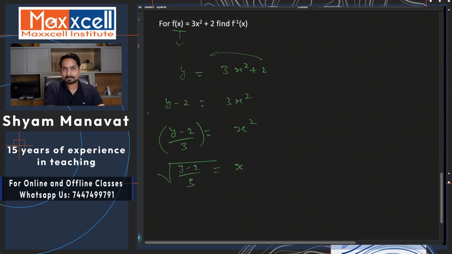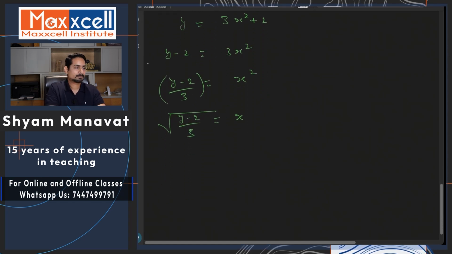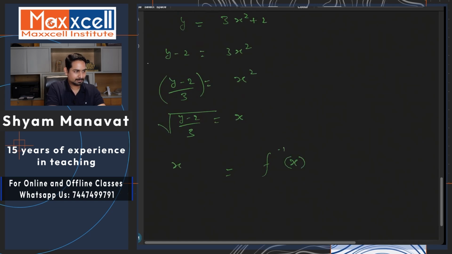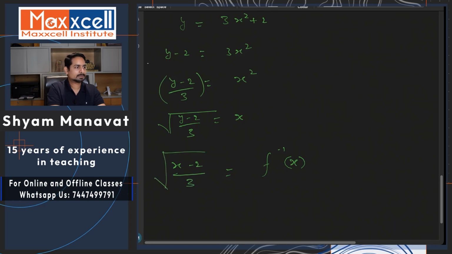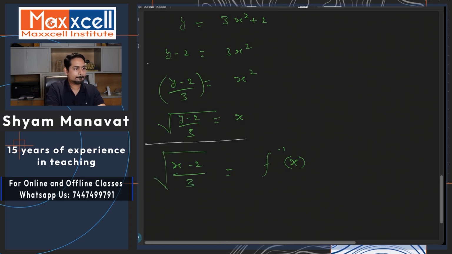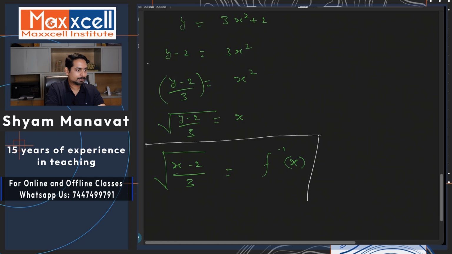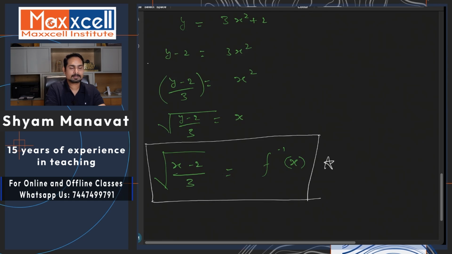Now what do I have? Square root. I got the answer. x replaced with f inverse, y replaced with x, and that's the last step to write the inverse function. Did you understand? Yes? Did you understand this? Great, brilliant. Yes, that's the inverse function.